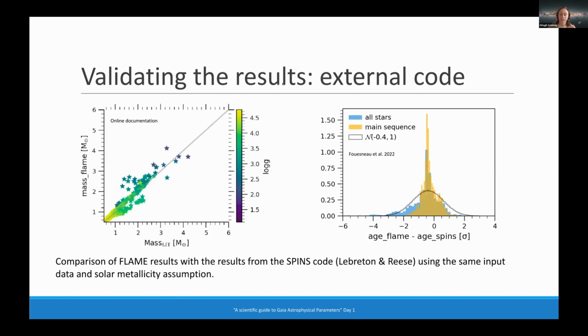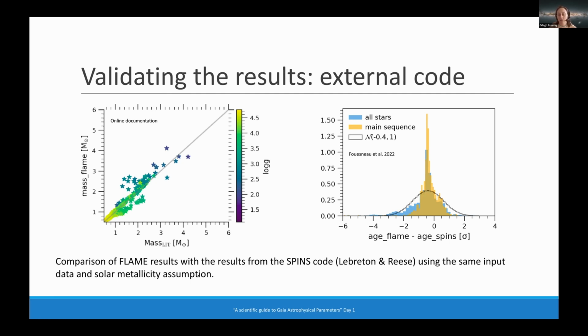And finally, another test that we did, which we think is extremely important to do, we use an external code and the exact same input data and assumptions. Because one thing is to compare results with some external catalog, but we may not have the same temperatures, we may not have the same metallicities, we may not have the same luminosities. So what we did is we compared the FLAME results with the results using the SPInS code. This is the Lebreton-Maurice 2020 paper and code. This is publicly available, but we use the same input data, so the same temperature, luminosity and metallicities, and the solar metallicity assumption.